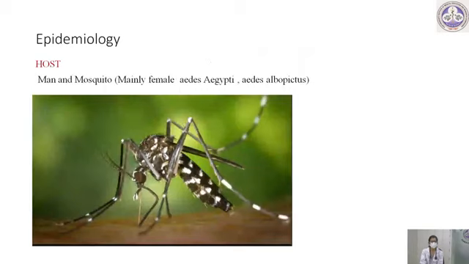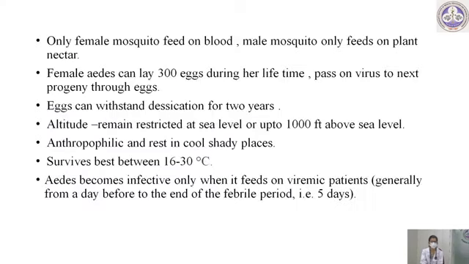Epidemiology basically comprises host, agent, and environment. So in host, there are two main: human and mosquito. Mosquito is mainly female Aedes aegypti and Aedes albopictus. Talking about the female mosquito, which is mainly responsible for the dengue fever, because it needs the proteins present in our blood for completion of its life cycle, and male mosquito feeds only on the plant nectar.